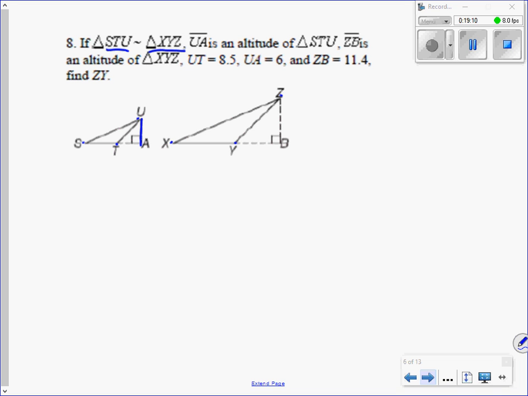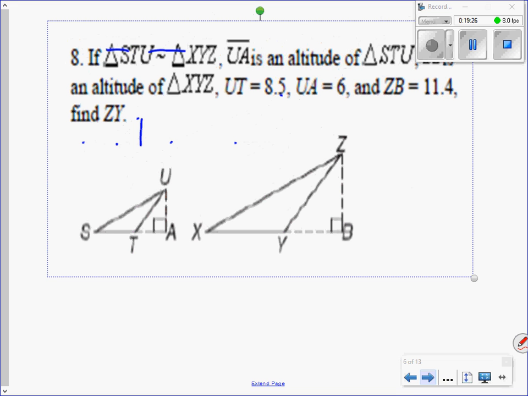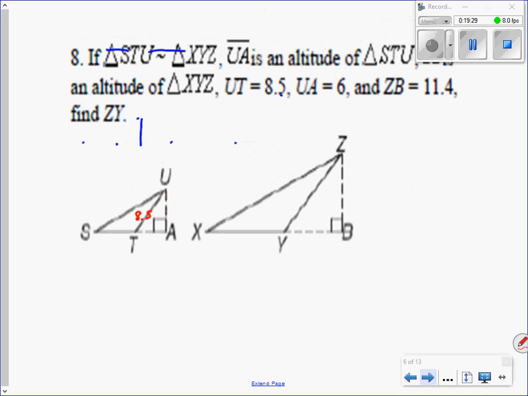So the altitudes, though, well, we got to label some stuff. They didn't label the picture for us, so we got to come back in and label. UT 8.5. I need to make this work. UT 8.5. UA 6. CB 11.4. We need to find ZY. This is the one we want.